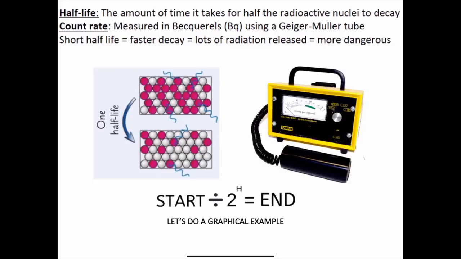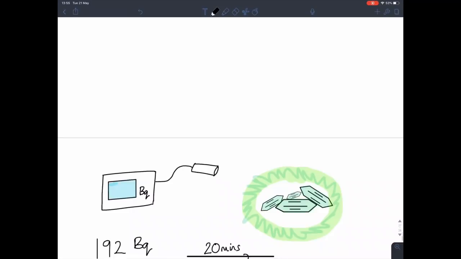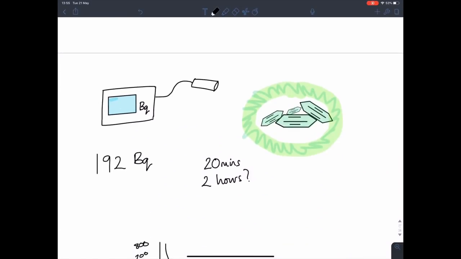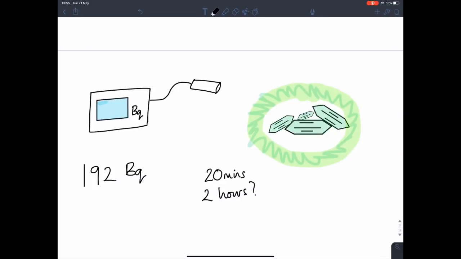Now, how would you measure the radioactivity of a substance? To do that, we have to use this machine. This is called a Geiger-Müller counter. What this will do is tell you exactly how much radiation a particular material is releasing. For example, imagine we have these radioactive rocks. You take your Geiger-Müller counter, you measure it, and it will tell you the radiation in units of becquerel. 1 becquerel means 1 decay is happening per second.